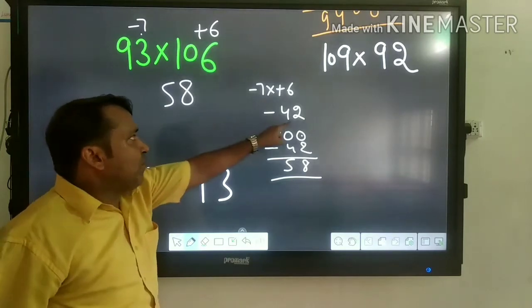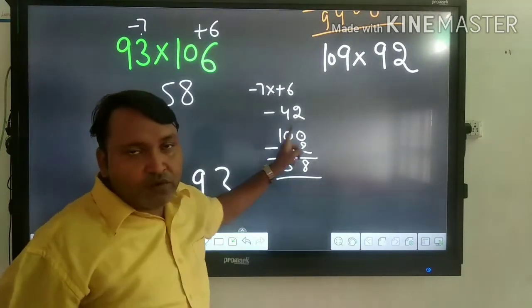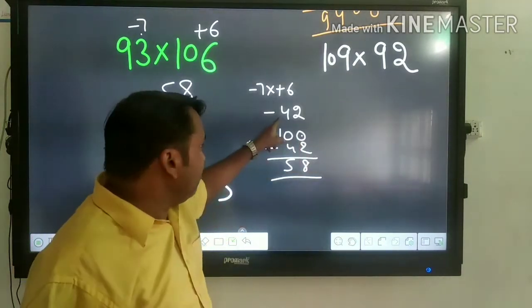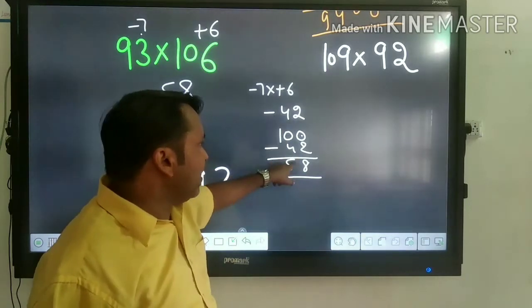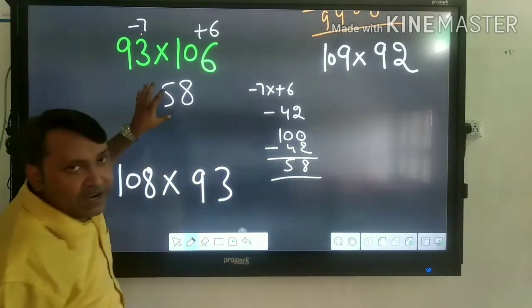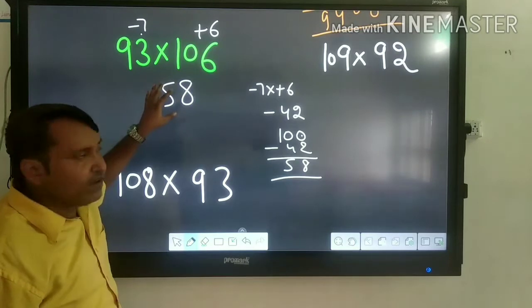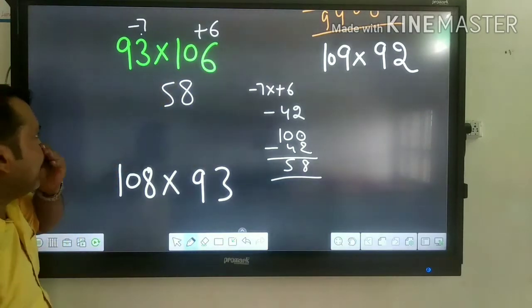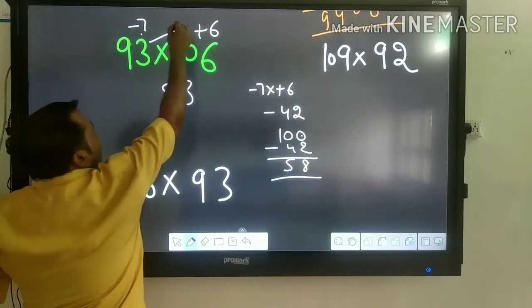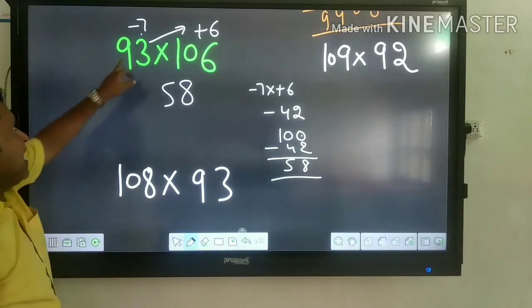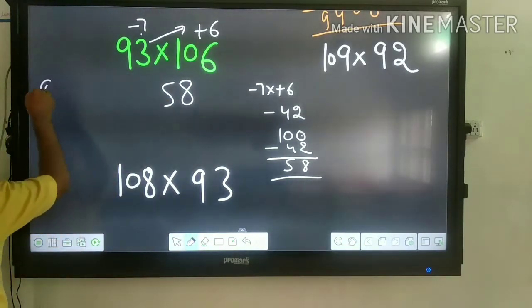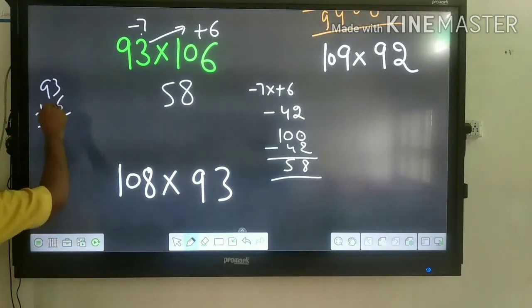Now there may be a question in your mind: why don't we write minus 42 directly instead of 58? Student, as you know, we can't write minus in the answer. So I have to subtract 42 from 100, so that I get 58.